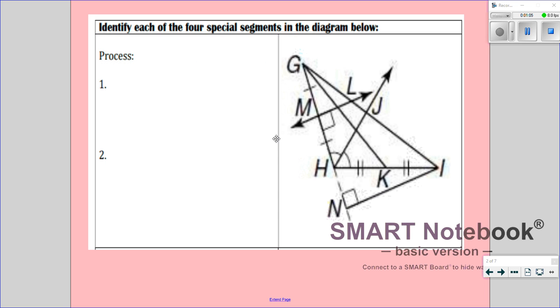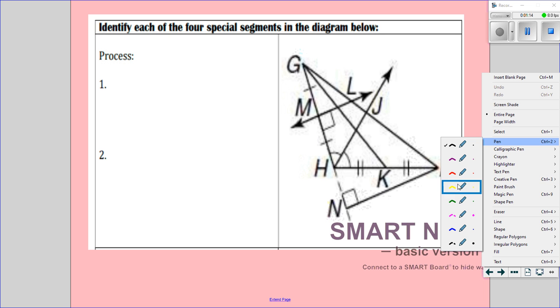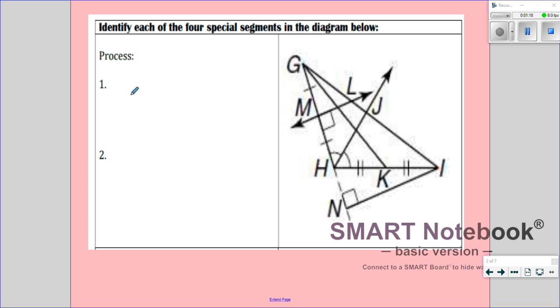So when it comes to identifying the special segments in the diagram, there is a process that will help you. So I'm going to write that out, use red now. So the first one, you would have to find the triangle. If they ask you to look for perpendicular bisector, you have to find that triangle where that segment is located.